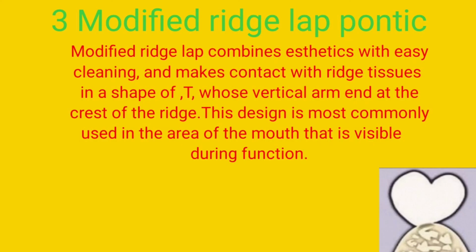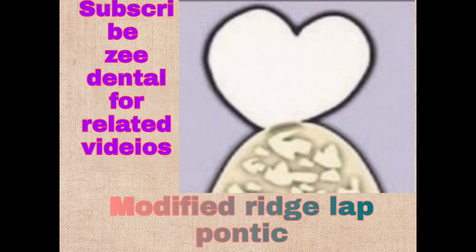Number 3. Modified ridge lap pontic. Modified ridge lap combines aesthetics with easy cleaning and makes contact with ridge tissues in the shape of a T whose vertical arm ends at the crest of the ridge. This design is most commonly used in the area of the mouth that is visible during function. Viewers, in this picture you can see the example of modified ridge lap pontic.